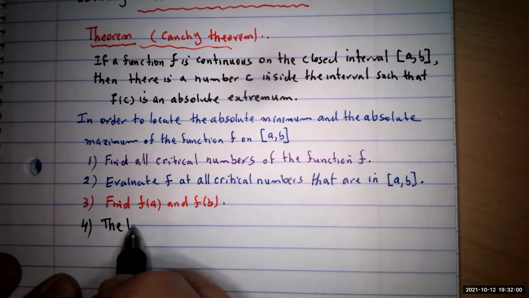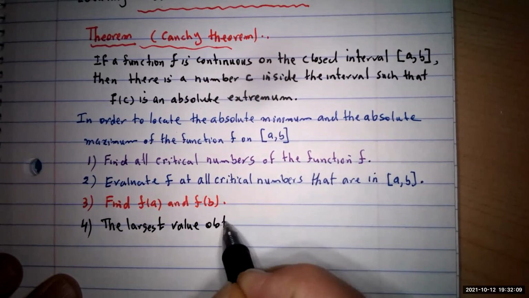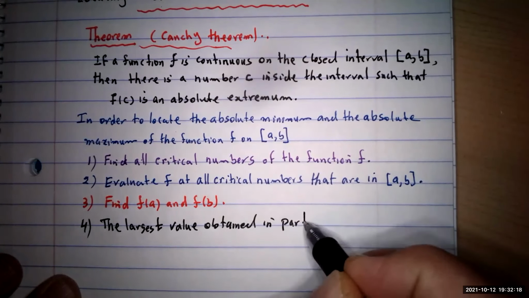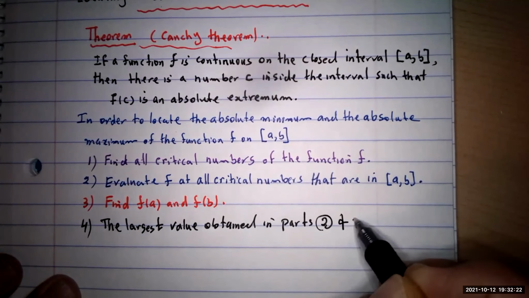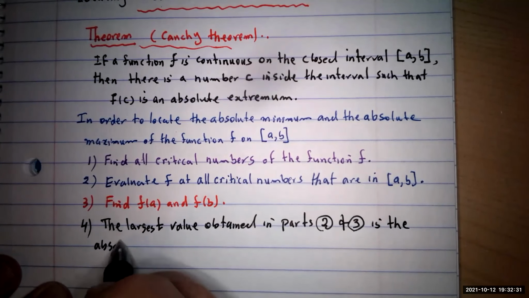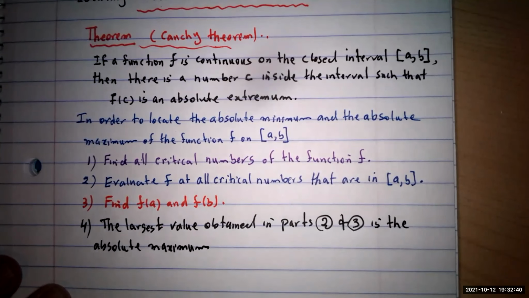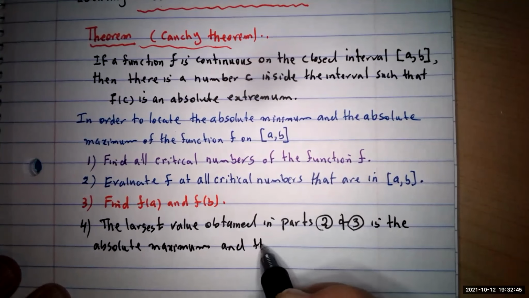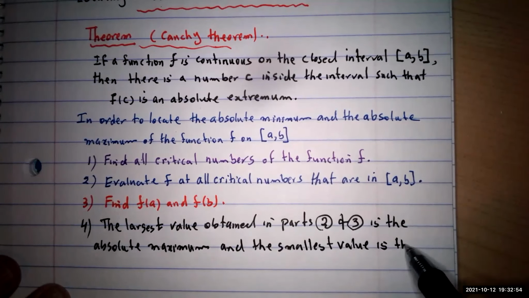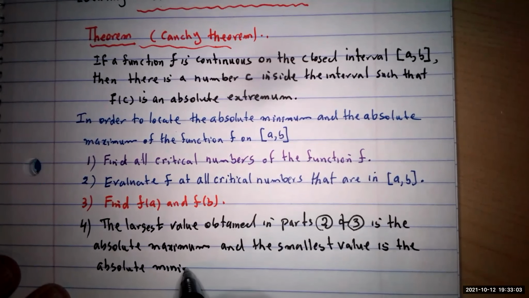The largest value obtained in parts two and three is the absolute maximum, and the smallest value is the absolute minimum. And you're done.